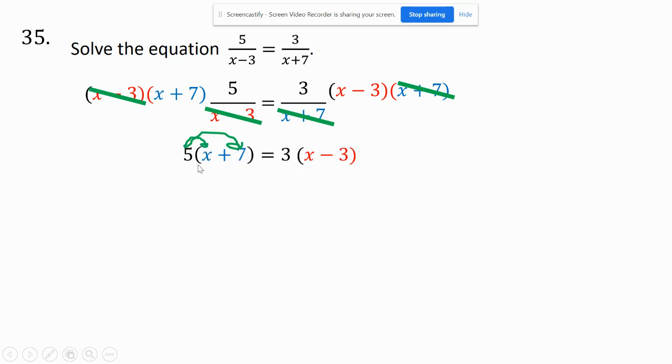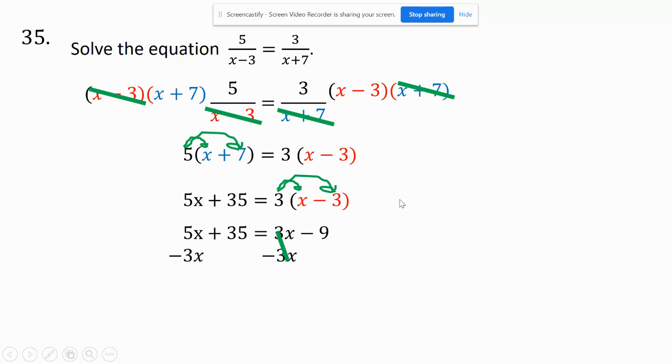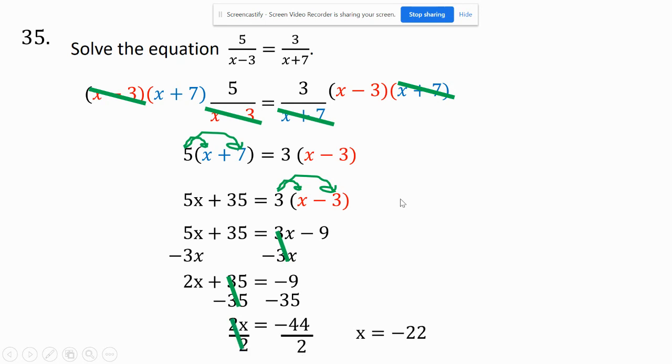Then I'll distribute. 5 times the x plus 7 is 5x plus 35. Now distribute the 3 to each side, so it'll be 3x minus 9. Take 3 times each of these. I'm going to subtract 3x from each side. I'm going to subtract 35 from each side. And then divide by 2. And x would be negative 22. So if I put a negative 22 in here, I will get the same exact answer.